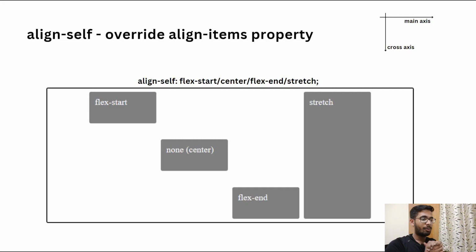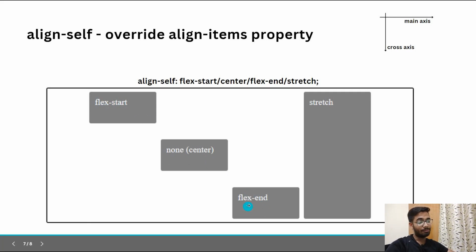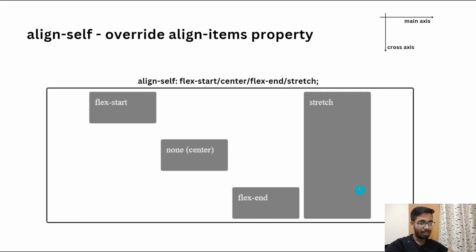Okay everyone, now it's time for align self, the third property that I was talking about. It turns out that align items is not sufficient to meet all the requirements, so that's why we have this third property, align self. Let's say that I want this kind of an alignment where one is at the start, the second one is at the center, the third one is at the end, and the fourth one stretches all the way from top to bottom.